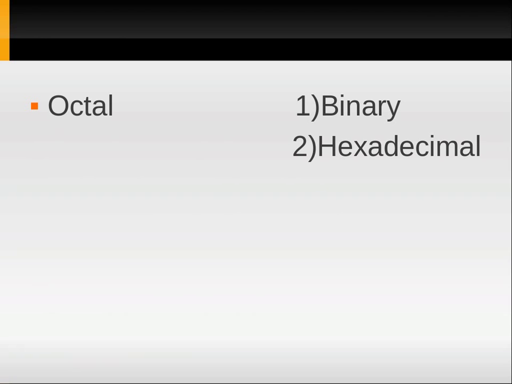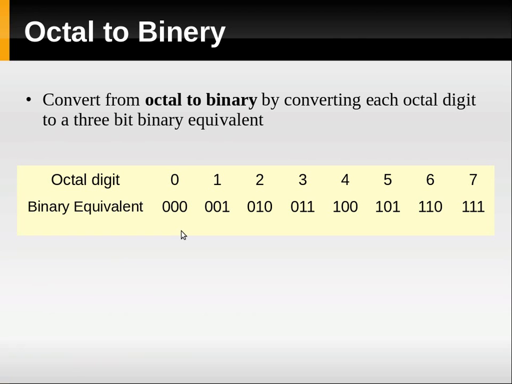Okay, so the octal number system contains 8 symbols, that is from 0 to 7. Now I have to convert it into a 2 symbol format, that is 0 and 1, right? Now what we have to do here: convert from octal to binary by converting each octal digit to a 3-bit binary equivalent. So we have to represent every digit of octal with its binary equivalent.